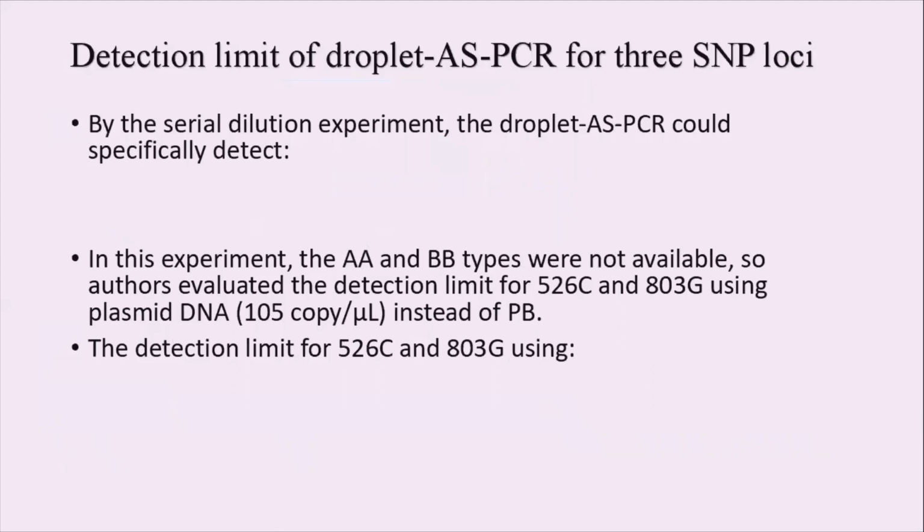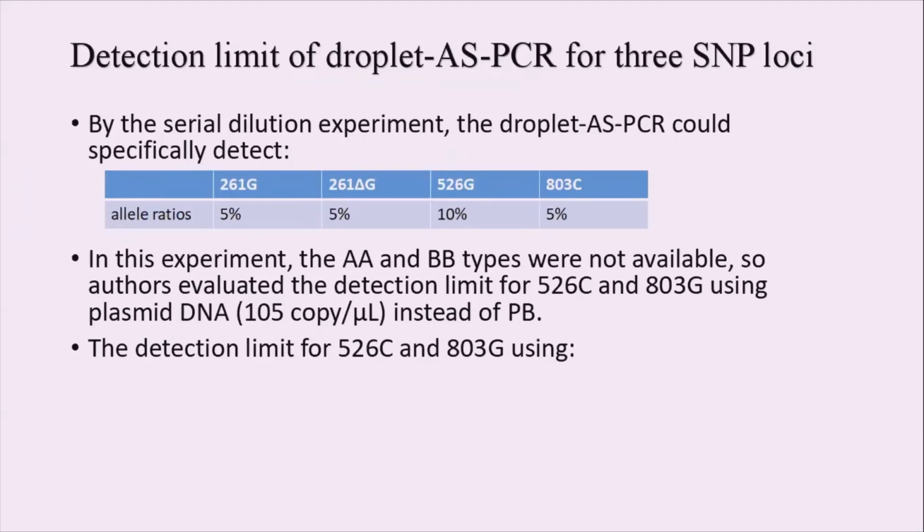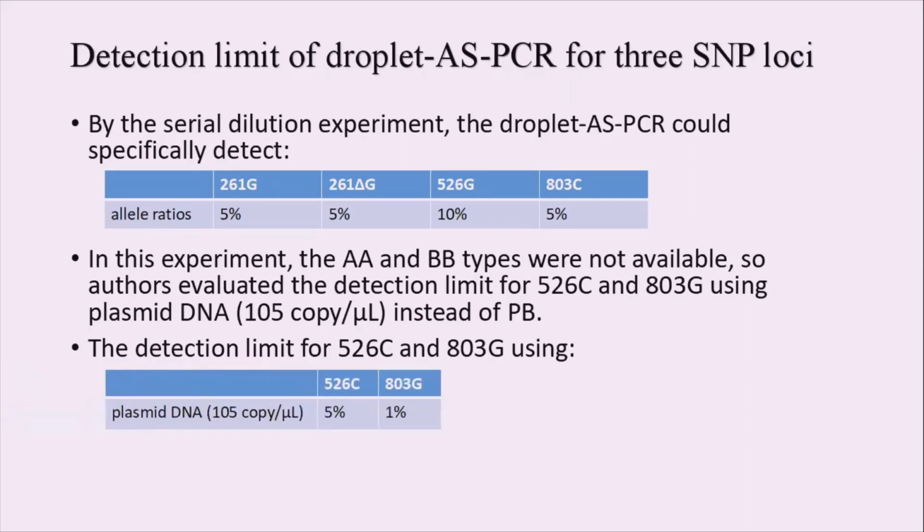Detection limit of droplet-based PCR for 3 SNP loci. By the serial dilution experiment, the droplet-based PCR could detect 261G, 261 delta G, and 803C at an allele ratio of 5%, and 526G at 10%. The AA and BB types were not available, so the authors evaluated the detection limit for 526C and 803G using plasmid DNA with 5% and 1%.